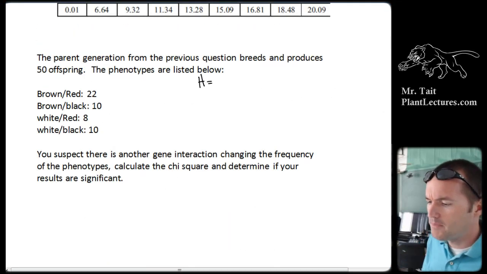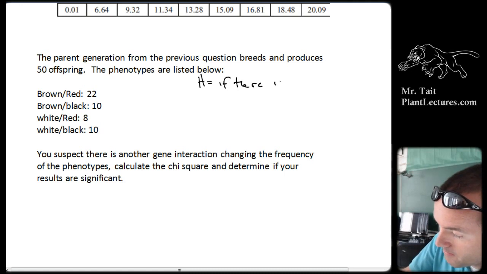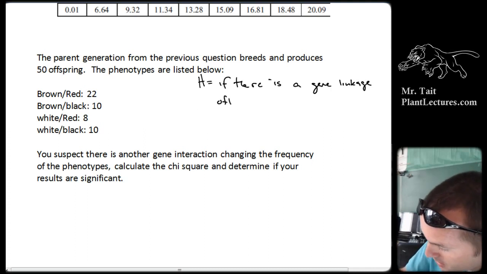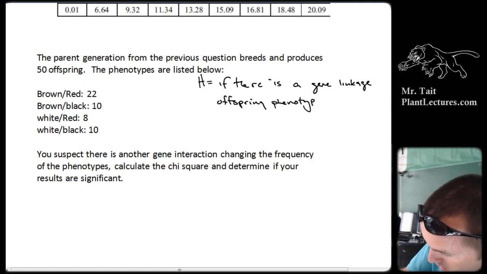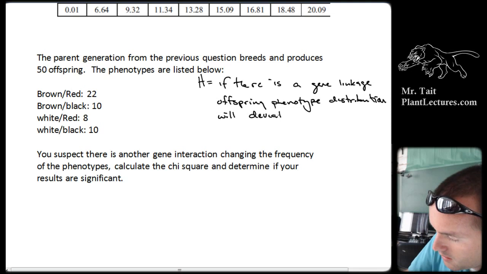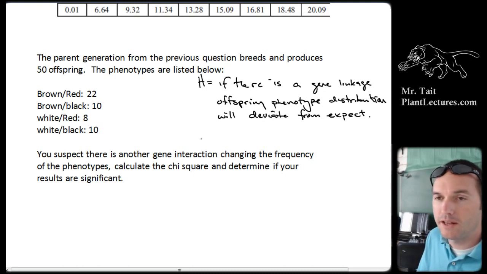All right. So my hypothesis is that there's some gene interaction. Let's say I think it's a gene linkage. I say if there is a gene linkage, offspring phenotype distribution will deviate from expected. That's my hypothesis. Anytime I make a hypothesis, what else do I need to do?